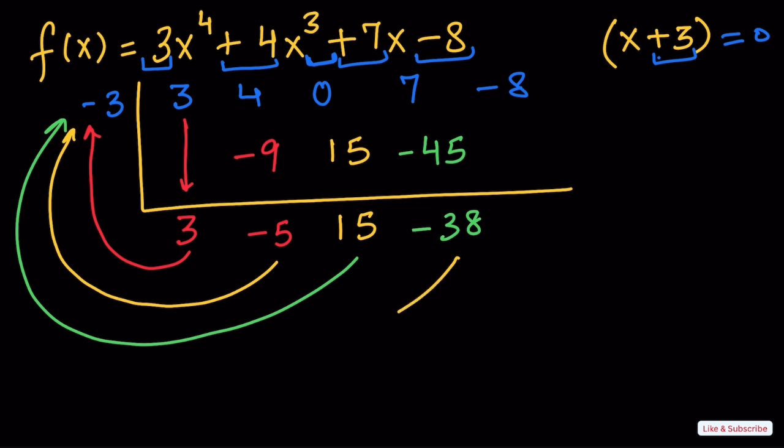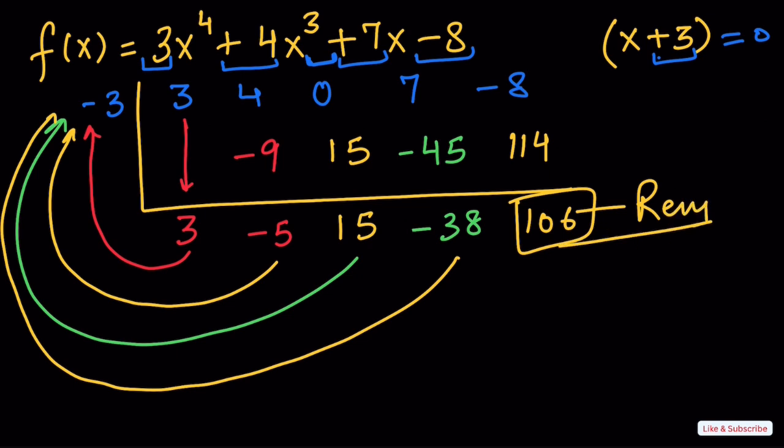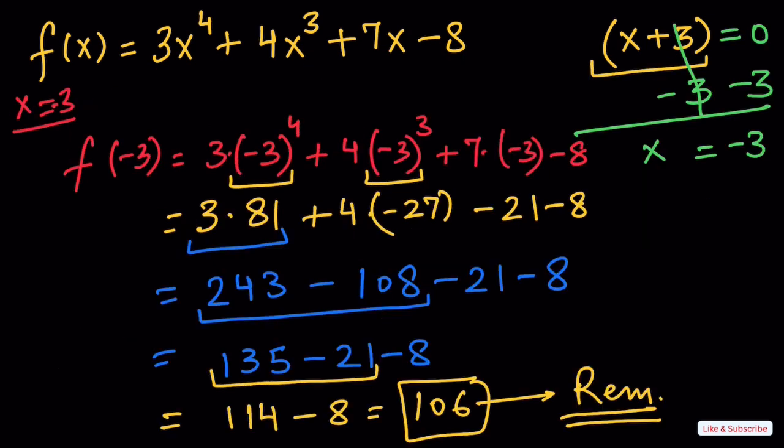Now I'm going to multiply negative 38 with the negative 3. That gives me 114. What is 114 minus 8? That is 106. And that is our remainder in this case. And that's exactly the remainder we got when we solved it using the remainder theorem.